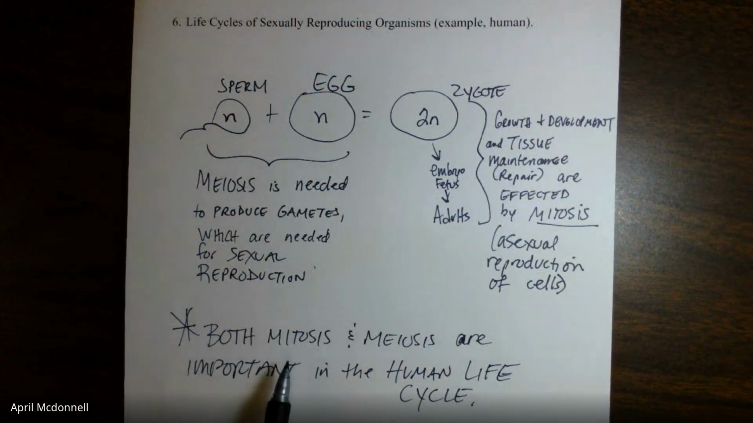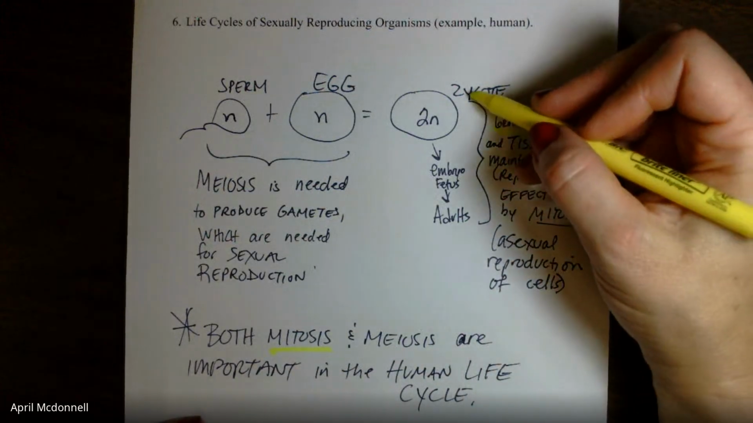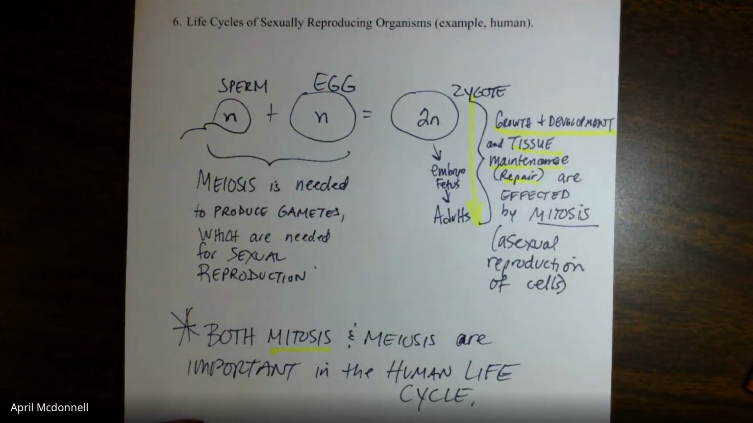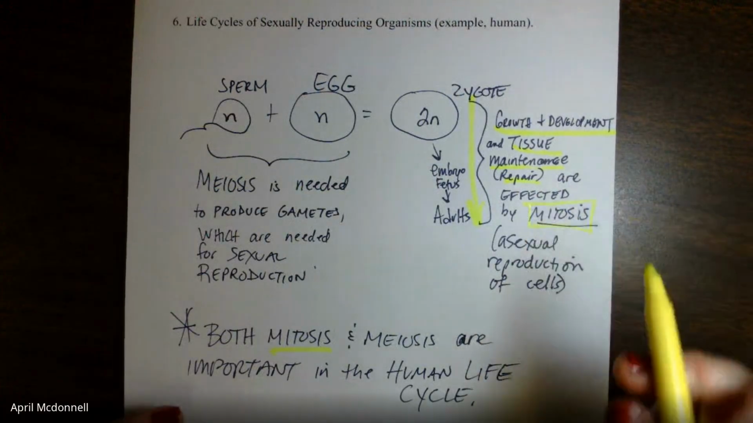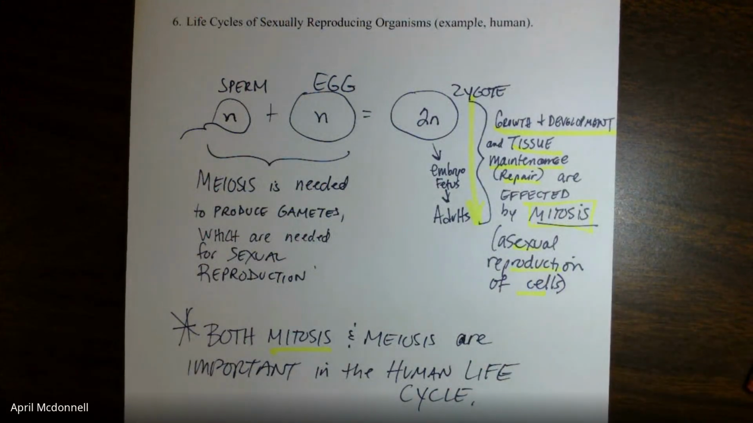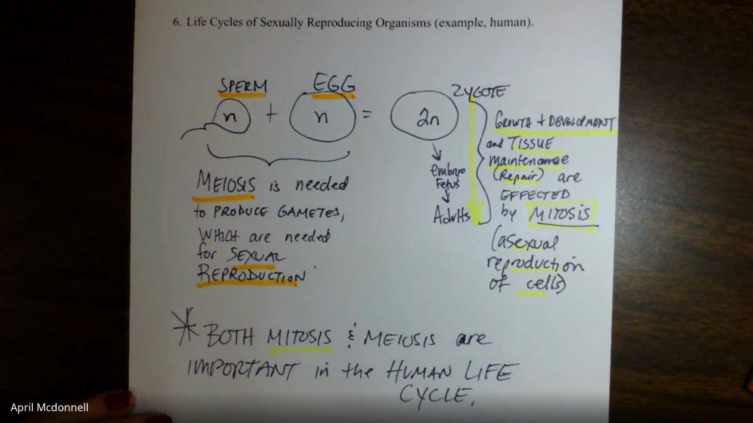Why is mitosis important? Without mitosis, we would not have growth and development, right? From zygote to adult, and we would not have tissue maintenance and repair. That is all a product of mitosis, which is asexual reproduction of cells. Without meiosis, we wouldn't be able to make sperm and egg to allow for sexual reproduction. So both meiosis and mitosis are important in the human life cycle or in life cycles.